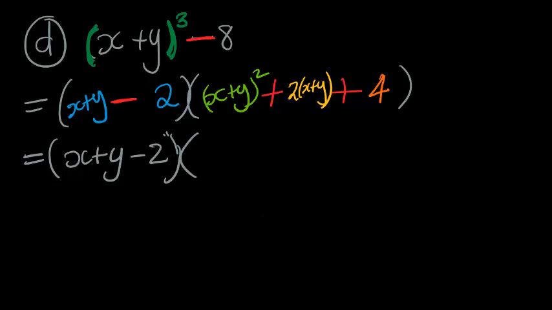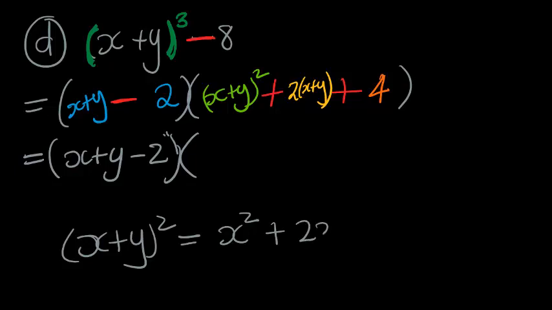So if I say x plus y to the power of 2, this is going to be the first term squared, x squared. The middle term is going to be x times y times 2. So it's plus 2xy. And the last term is going to be y squared. So that's what's going in there. X squared plus 2xy plus y squared.